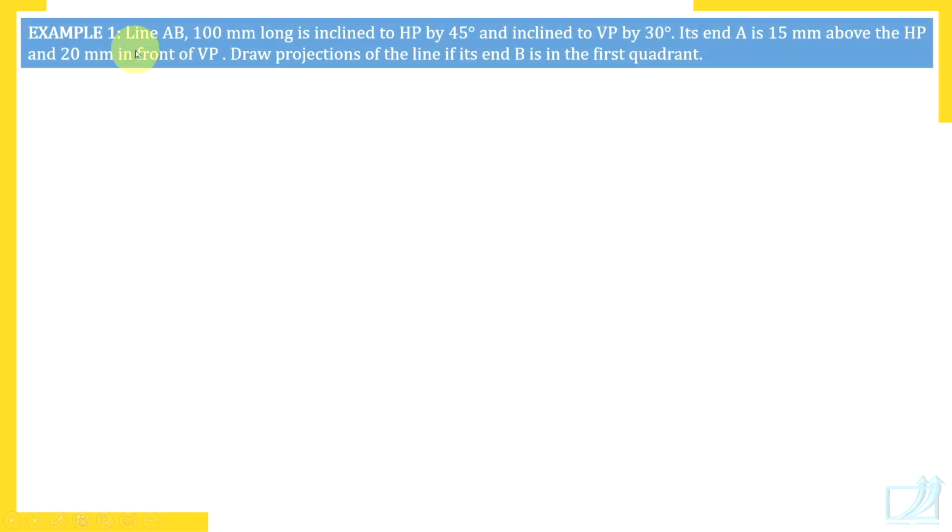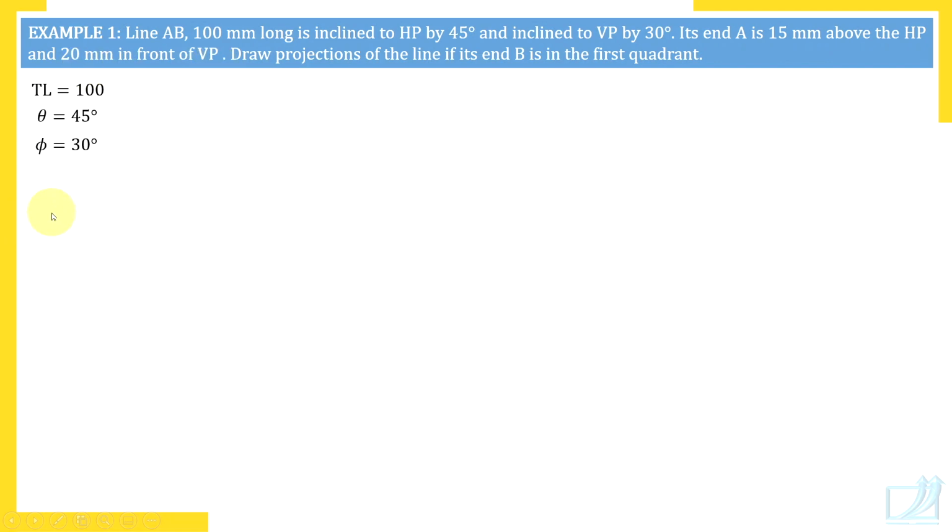So read the problem. Line AB is 100 mm long, so true length is 100 mm. It is inclined to HP, means it has a true inclination with HP. We use the notation theta for true inclination with HP. And it is inclined to VP. The line is inclined to VP by 30 degrees. True inclination with VP, that is phi, is 30 degrees. Its end A is 15 mm above HP and 20 mm in front of VP.